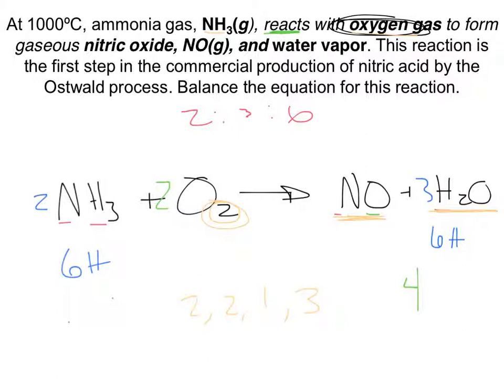So again, I needed 1 N and 1 N. I had 3 hydrogens and 2 hydrogens, so I had to make them 6 from this 2-3-6 rule, and then that gave me 3 oxygens and 1 oxygen, which gave me 4, and so that's where the 2 came from.